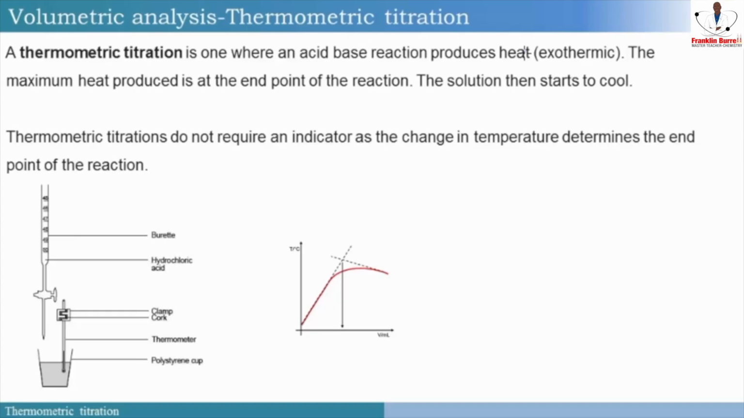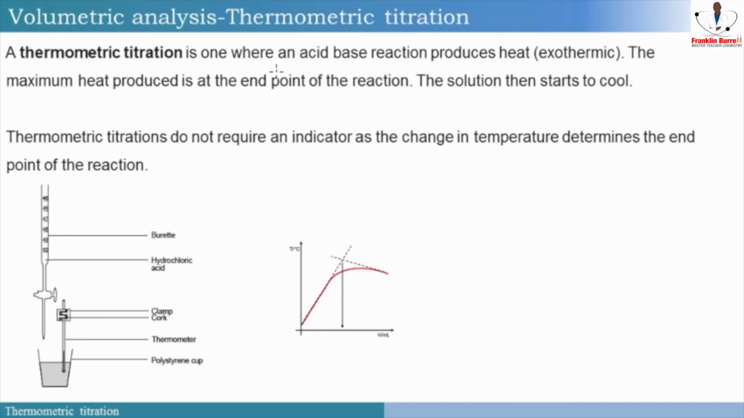Now, during that addition of acid to base, heat is being produced, but the heat produced will be the highest at the neutralization point, or the end point of the reaction. And then the solution will start to cool. So the principle is very simple. You add acid to base, heat is given off, you take the temperature at different intervals or at different volumes of acid or base added.